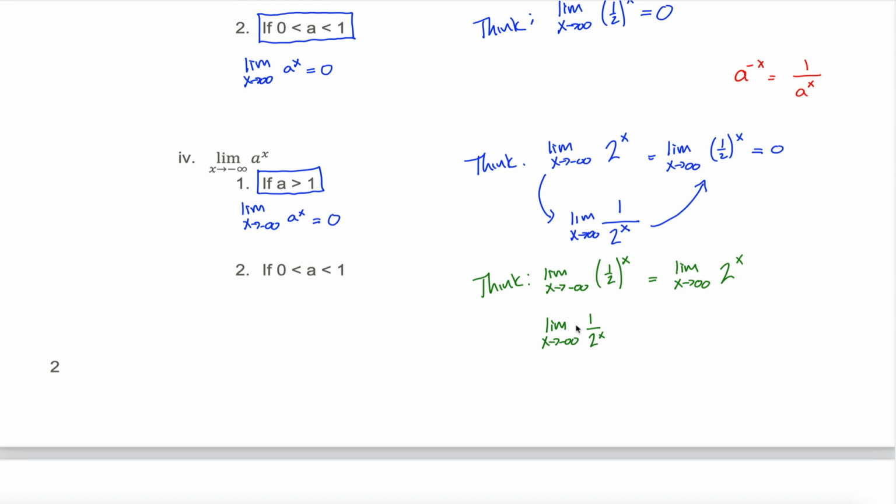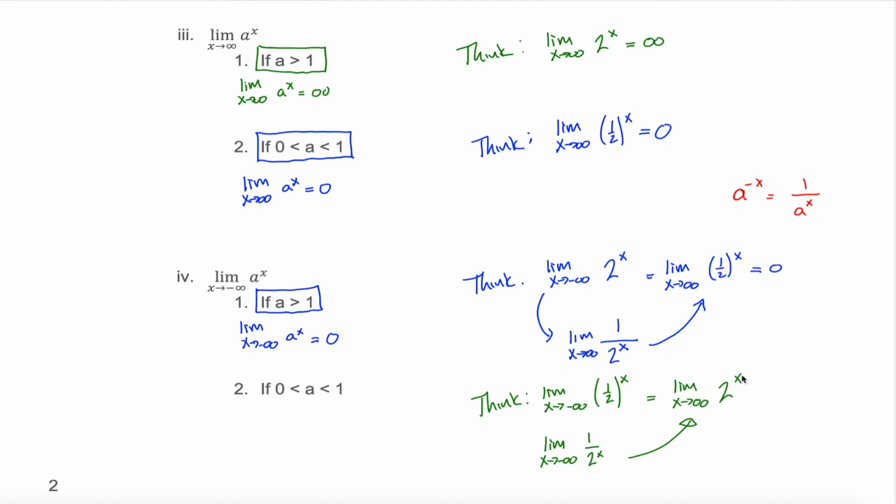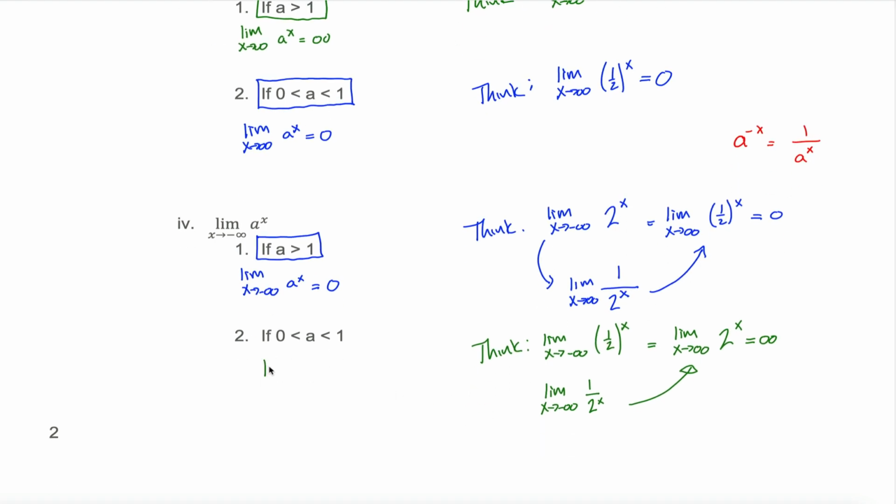But remembering that negative exponents mean take the reciprocal, this expression is equivalent to the expression that we have over here: the limit as x approaches infinity of 2 to the x power, which is something we've already figured out. We concluded earlier that that's equal to infinity. So since this limit is the same as this limit, we know that the limit as x approaches negative infinity of a to the x power when a is between 0 and 1 is going to be equal to infinity.